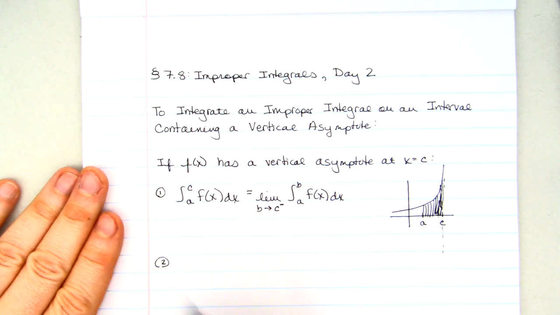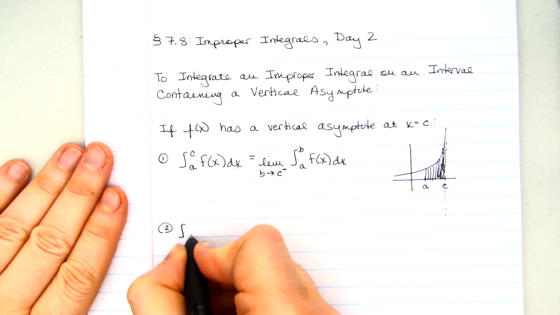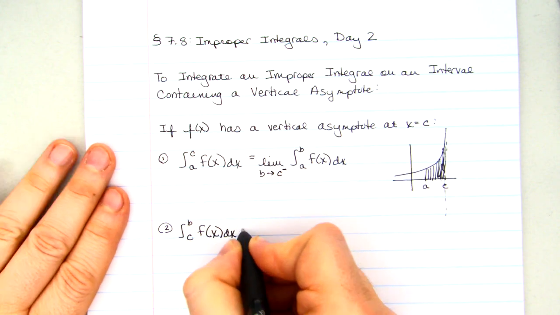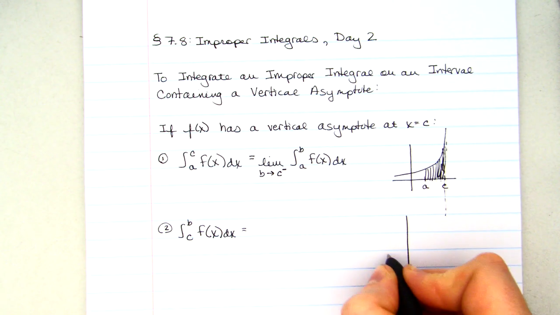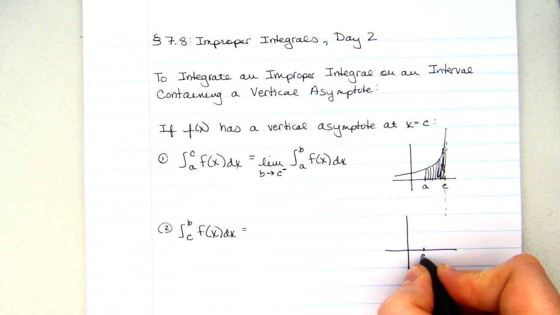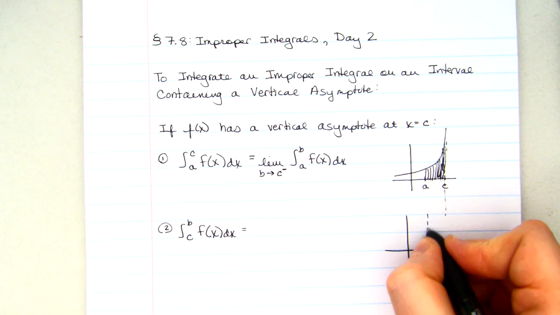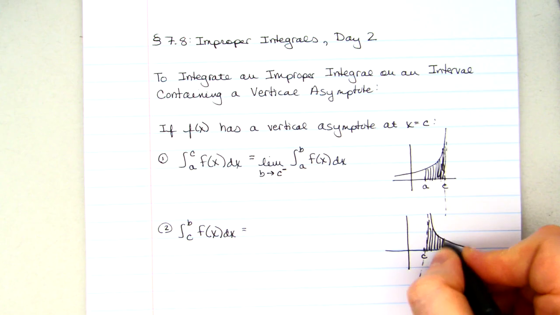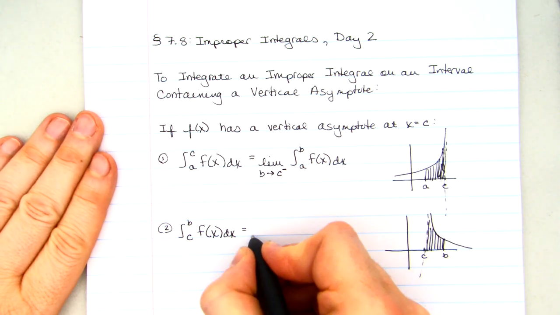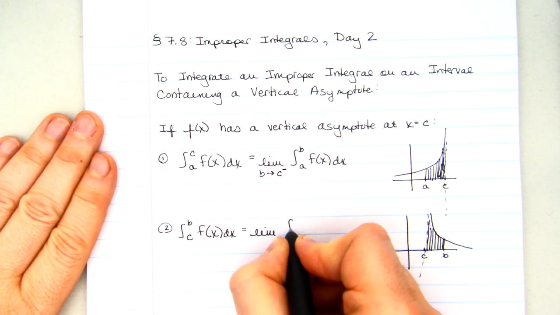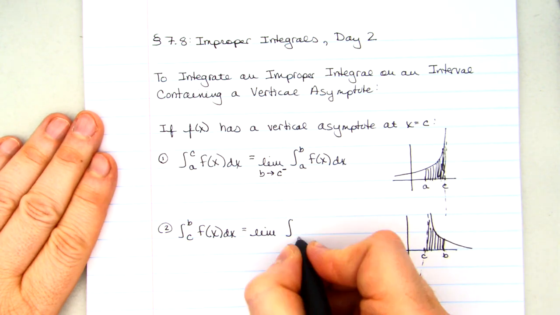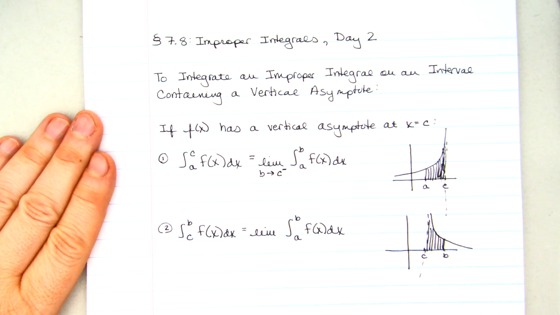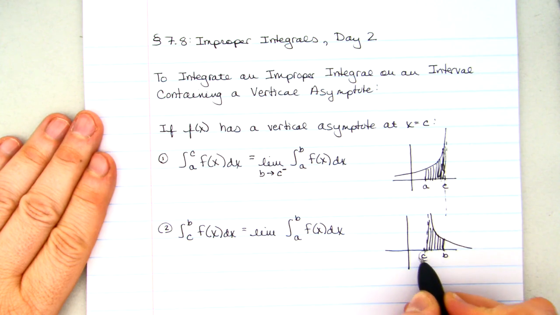Second case, if I want to integrate from a vertical asymptote to some number, from c to b of f of x dx. So vertical asymptote there, finite value there, I've got some function looking like this, and I want to try to find that area over there. Again, I'm going to set this up as some limit. Instead of going from the vertical asymptote to b, I want to go from some constant a to b of f of x dx, and I want that constant to get really close to this value of c.